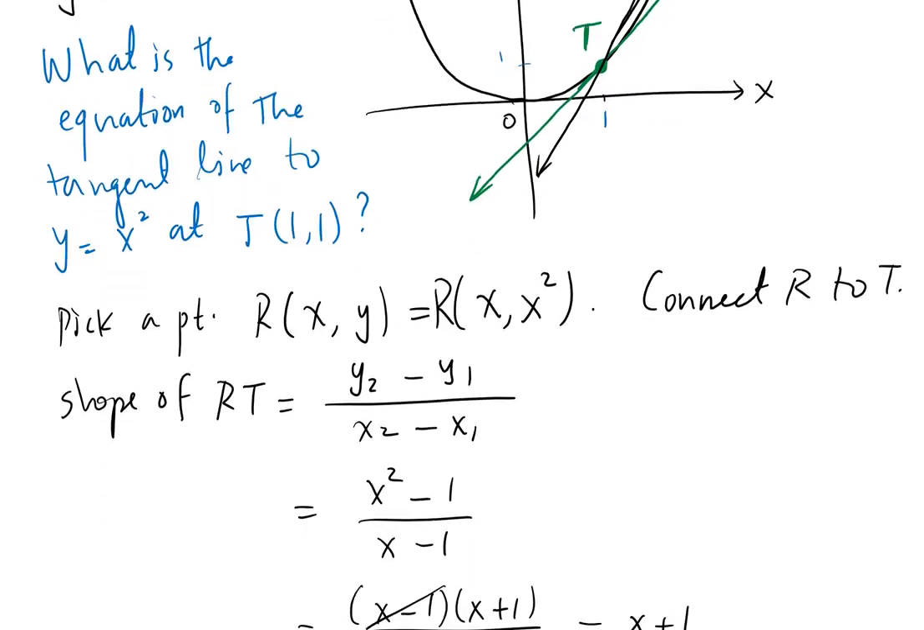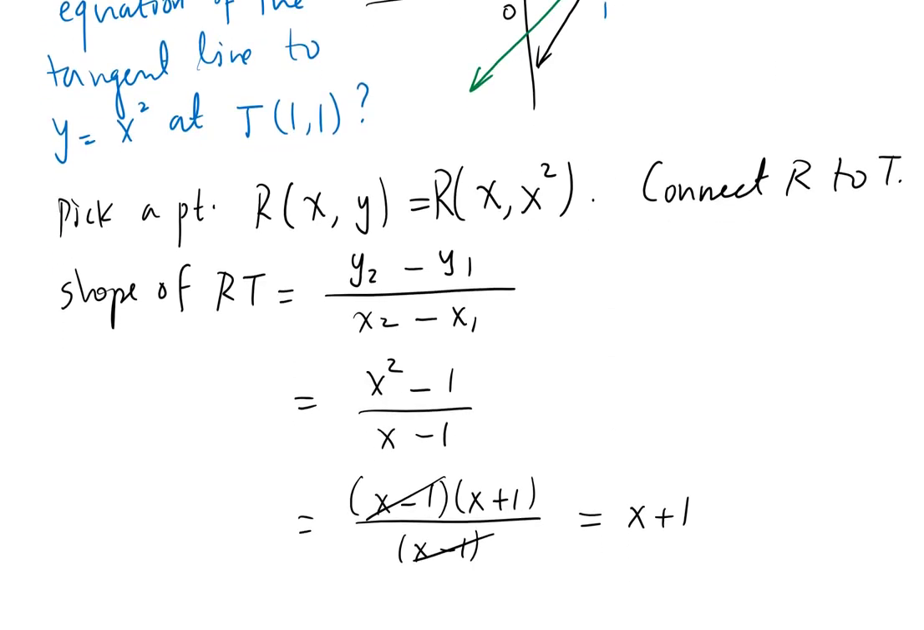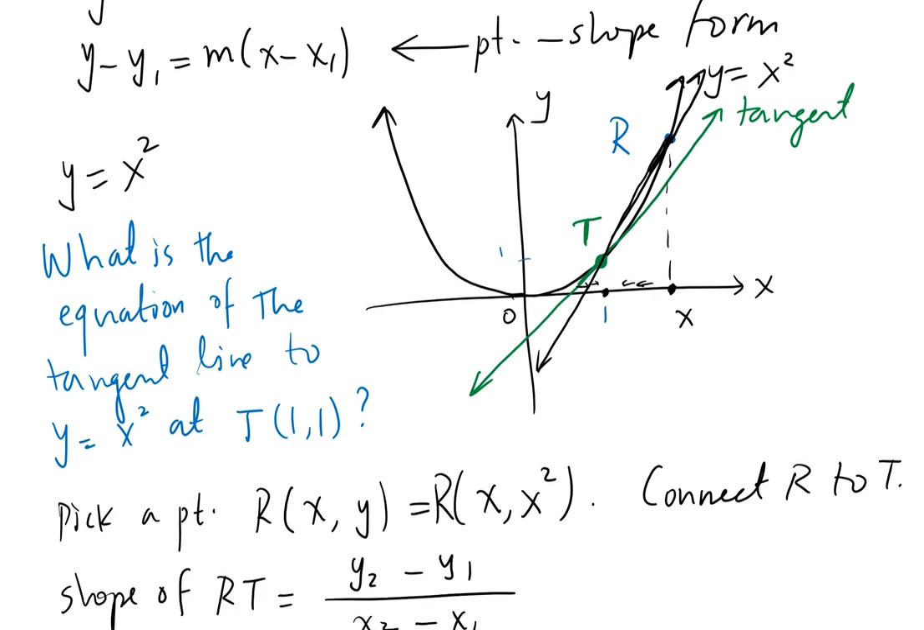So we found the slope of RT in terms of x. What am I going to do with this? I'm interested in the equation of the tangent line. I do know the point (1, 1). I just want to find the slope of that tangent line. How do I find it? Well, this is x here. What I'm going to do is approach 1 from both sides, from this side of 1 and from this side of 1, and let's see what happens.